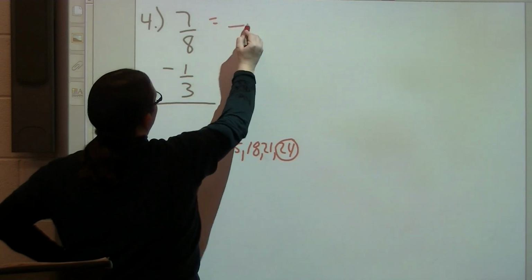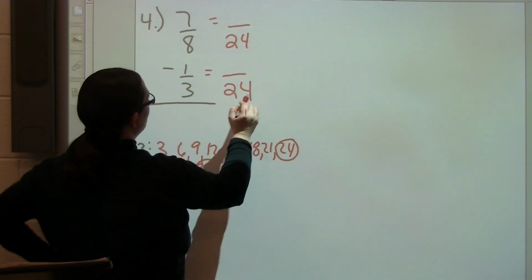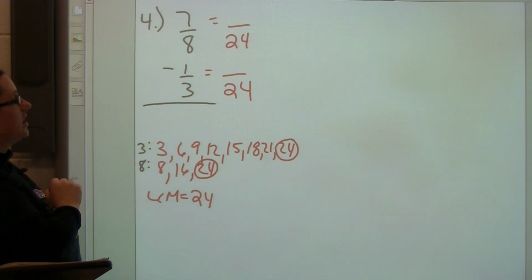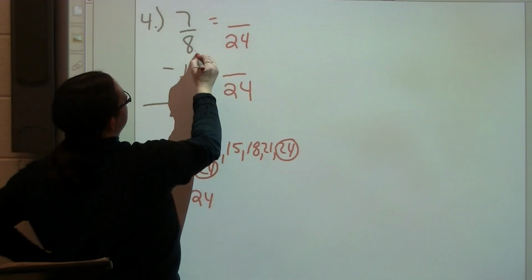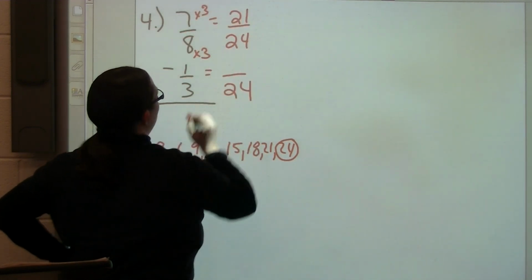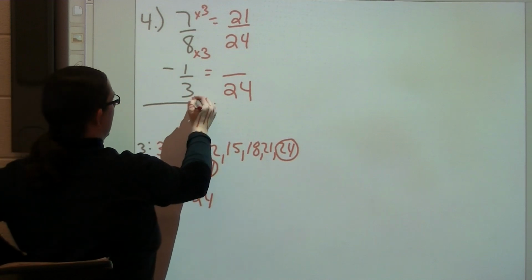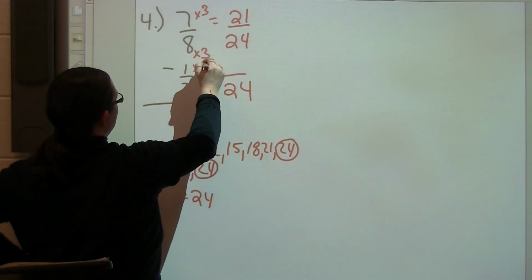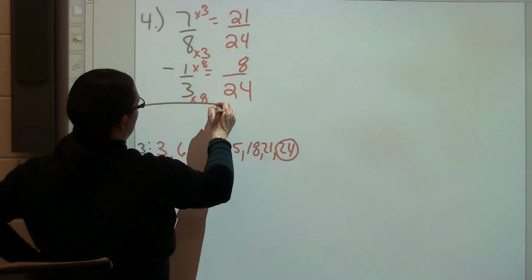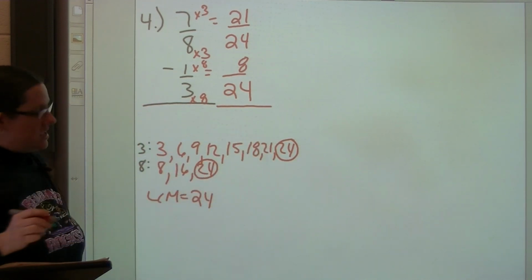Now we need to change these to make equivalent fractions using the common denominator of 24. 8 times what gives us 24, 5th grade? 3, good. 7 times 3 gives us 21, good. 3 times what gives me 24? 8, good. 1 times 8 gives me 8. And now we need to subtract. 21 take away 8 gives us what?